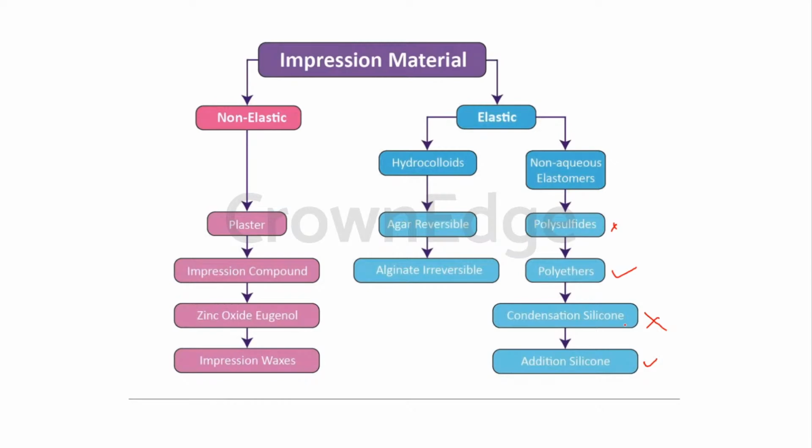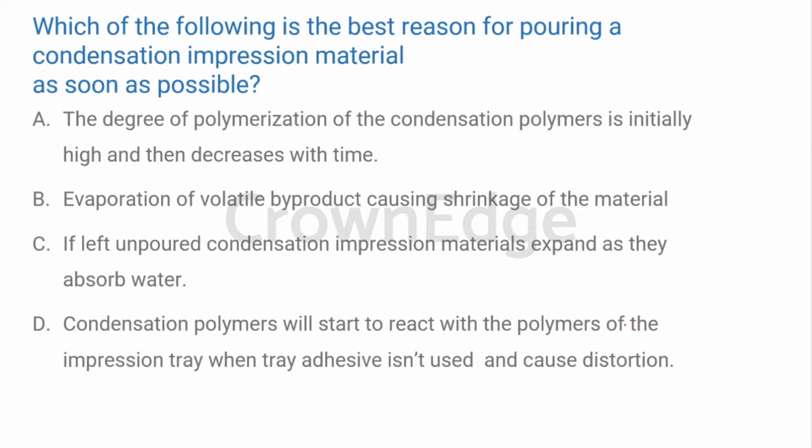Now, coming back to the earlier question, that is with regards to the best reason for pouring a condensation impression material. As you all know, elastomers can be poured for a long period of time. Your addition silicones and your polyether can even be poured for up to 48 hours, that is up to 2 days, without any kind of problem occurring within the impression material. Your hydrocolloids, that is your agar and your alginate, do not give you that luxury of being able to be poured later. So you know something called syneresis and imbibition, right?